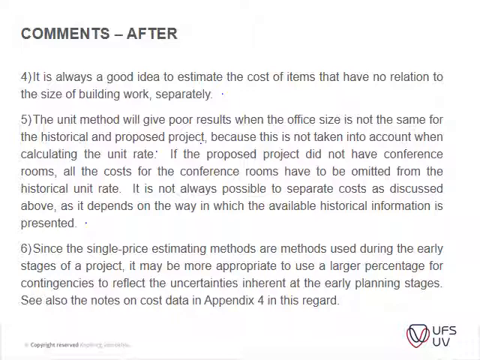Okay, so basically you have to make an assumption there from the information that's presented to you, how you're going to apply it and how it's going to affect your estimate. So since the single price estimation methods are used during the early stages of the project, it may be more appropriate to use a larger percentage for contingencies to reflect the uncertainties inherent at the early planning stages. See also the notes on cost data in Appendix 4 in this regard. So we're still going to go into this a little bit in more depth, but I think for now this is more or less what you need to know.